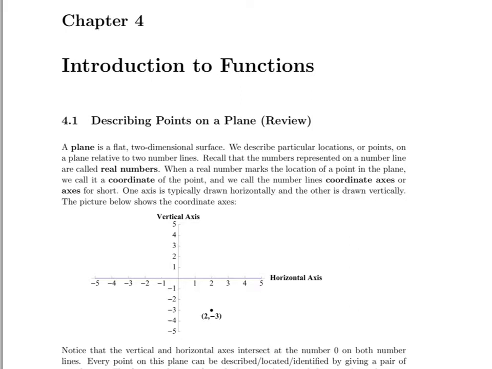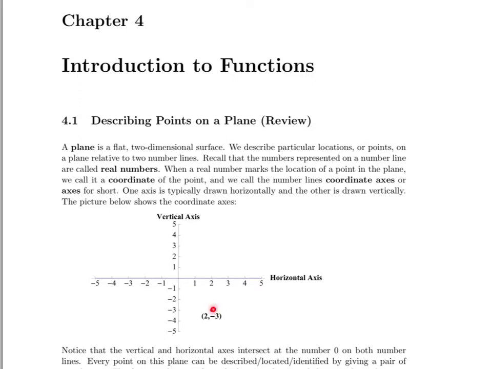We describe particular locations or points on a plane relative to two number lines, like the ones you're seeing below. The numbers represented on a number line are called real numbers. When a real number is marking the location of a point on the plane, we call it a coordinate of that point, and then we call the number lines coordinate axes, or simply axes for short. One axis is typically drawn horizontally, while the other is drawn vertically.